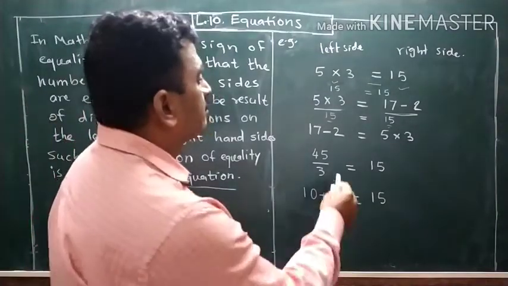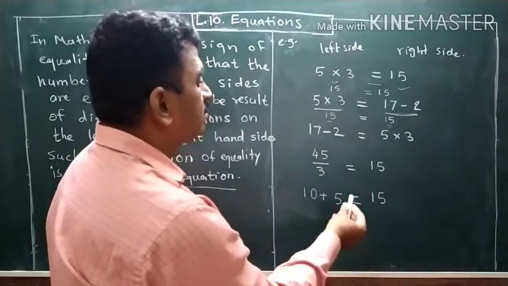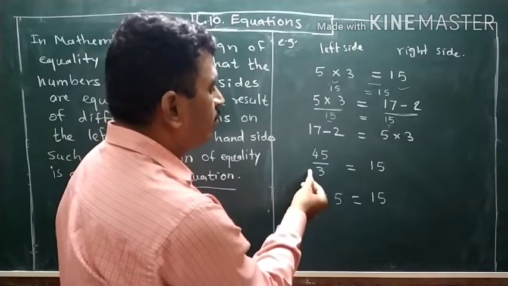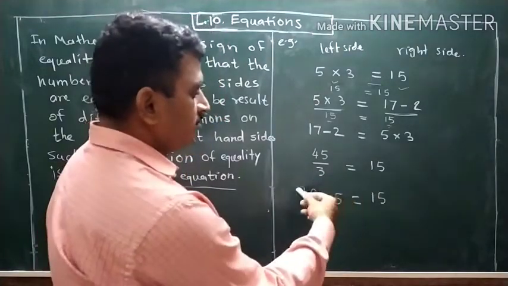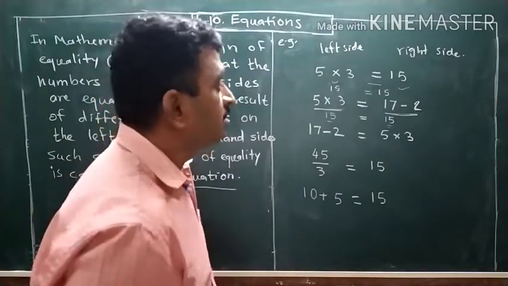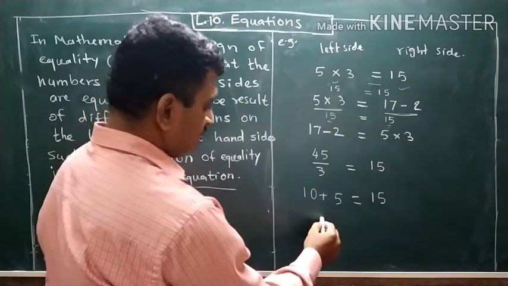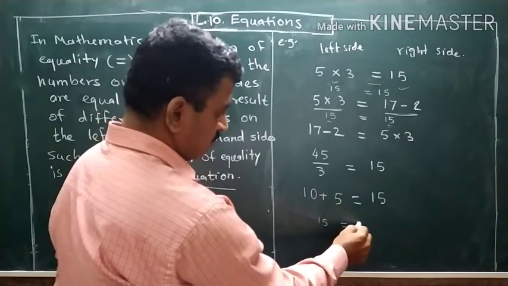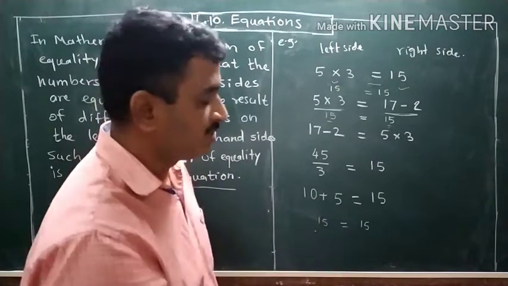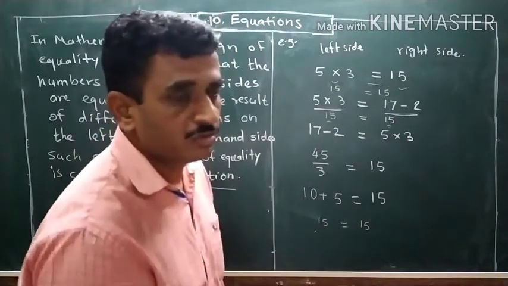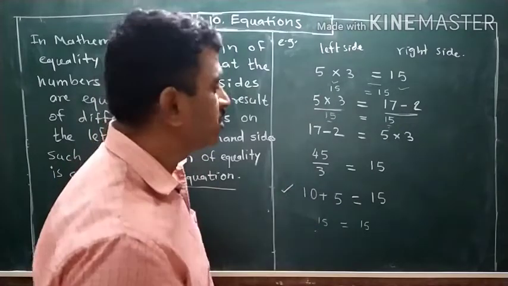It means when we multiply, subtract, add, or divide, at that time the value is not changing between the left hand side and right hand side. You can see 10 plus 5 is 15, is equal to 15. Left hand side value is 15, right hand side value is also 15. That's why this is called an equation.